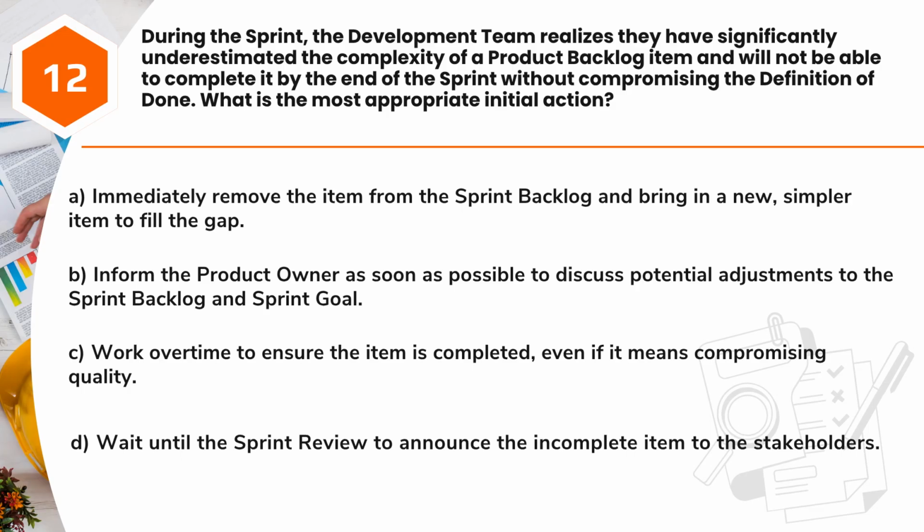A. Immediately remove the item from the sprint backlog and bring in a new, simpler item to fill the gap. B. Inform the product owner as soon as possible to discuss potential adjustments to the sprint backlog and sprint goal. C. Work overtime to ensure the item is completed, even if it means compromising quality. D. Wait until the sprint review to announce the incomplete item to the stakeholders.